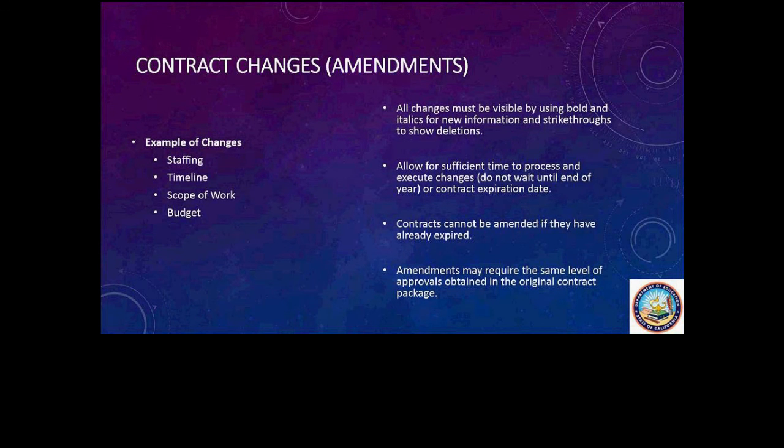So contract changes. We understand that life happens. Sometimes staff leave or other changes can occur, such as the change in the timeline. If this happens, there must be a contract amendment. If there is a contract amendment, the original scope of work and budget must have specific formatting changes, depending on where the change is, if it's in the scope of work or budget, by bolding and italics for new information, and strike-throughs to show deletions.